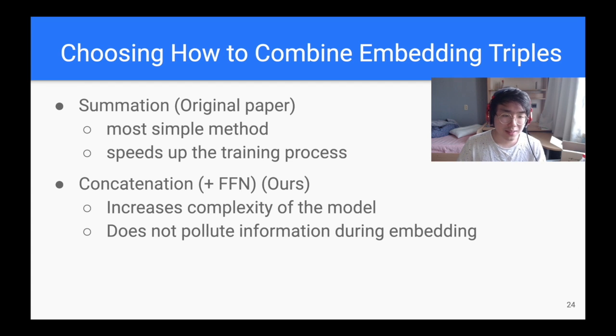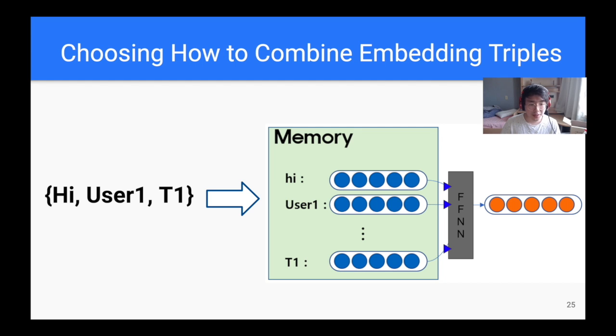Of course, this increases the complexity of the model, but we believe that simple summation might pollute the embedding values and cause a loss of information. There's no clear answer on which of these 2 techniques is superior, so we find it valuable to modify the model and experiment with concatenation. So instead of using a summation, we are making a concatenation of the elements and then using a feed-forward neural network to create a new embedding.